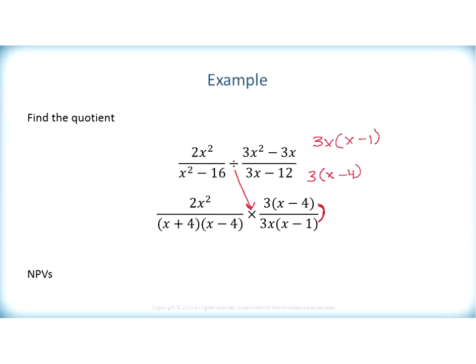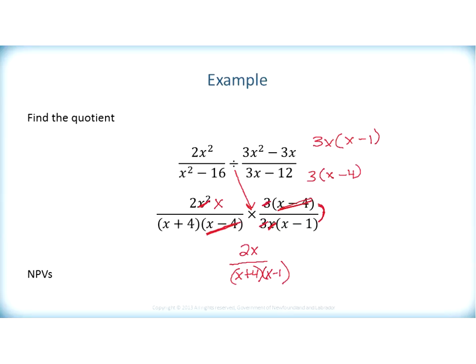Now we can cancel the common factors. We have a common factor of x subtract 4. We have a common factor of 3. And we have a common factor of x. This will leave us with 2x over x plus 4 times x subtract 1.